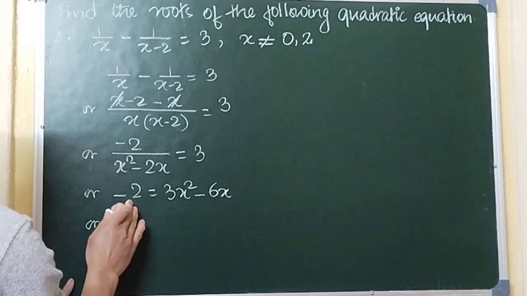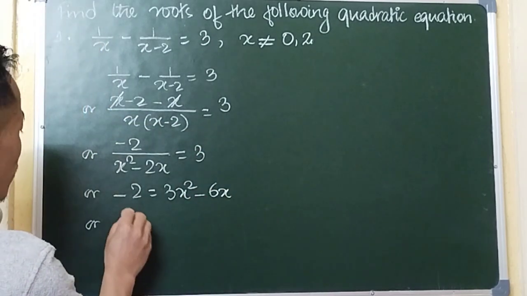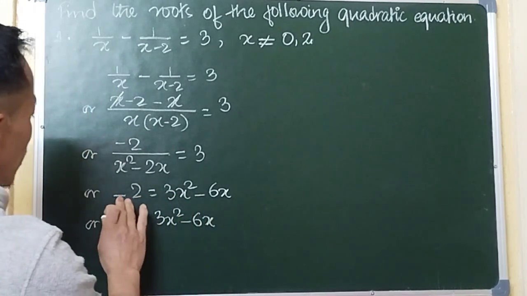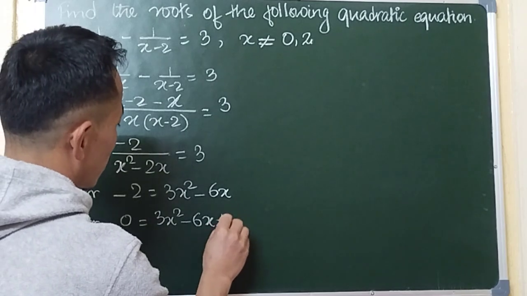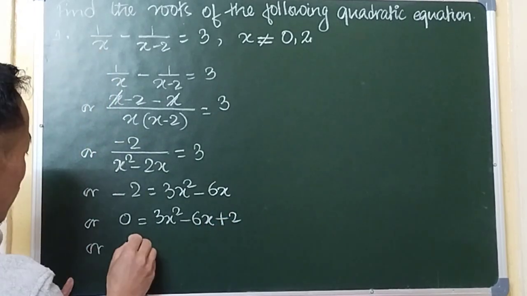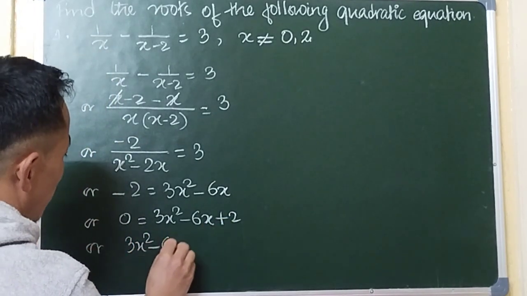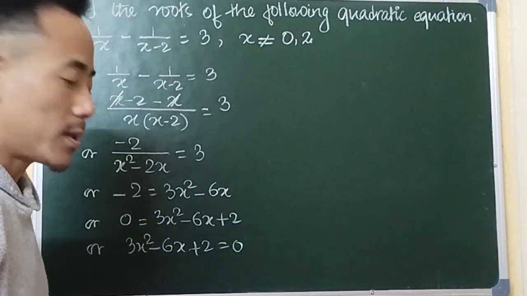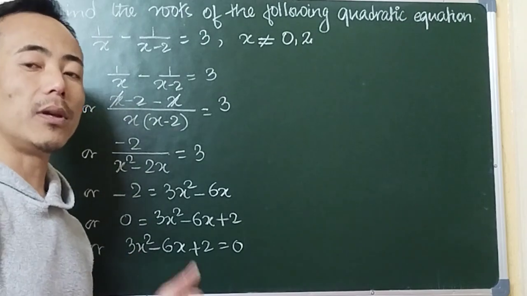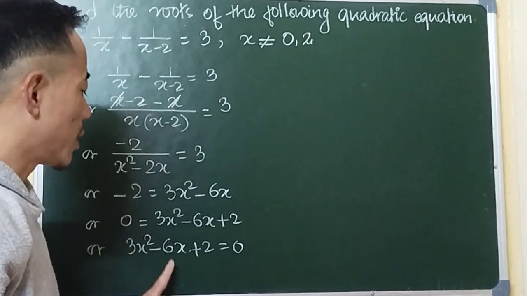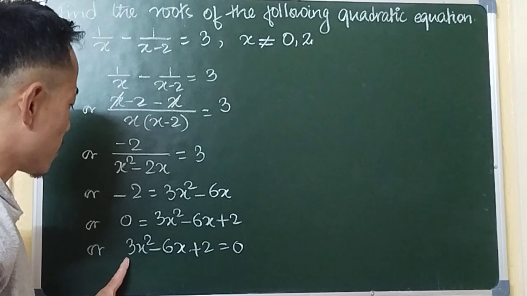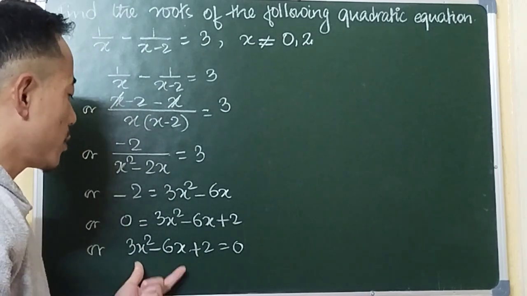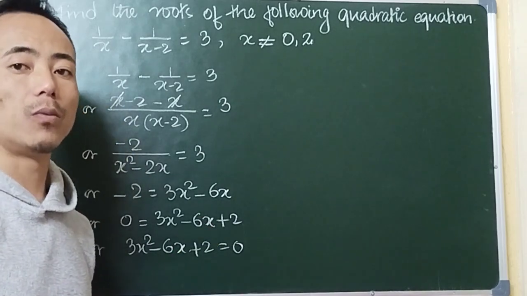Now what you can do is take this to the other side. So our equation becomes 0 is equal to 3x squared minus 6x. Now this minus goes to the other side, it becomes plus. Or you can write this equation as 3x squared minus 6x plus 2 is equal to 0. Now you can see that this equation is in the standard form ax squared plus bx plus c, where the value of a is 3, b is minus 6 and c is 2.